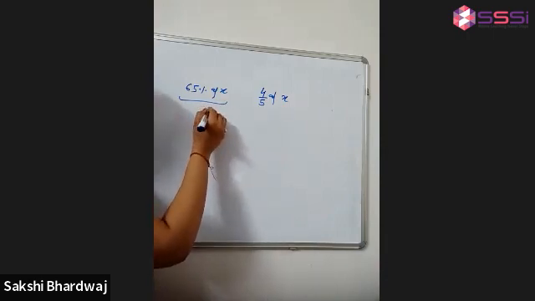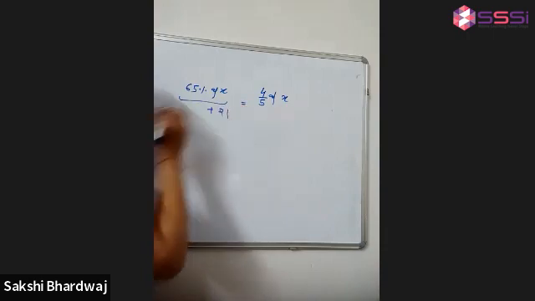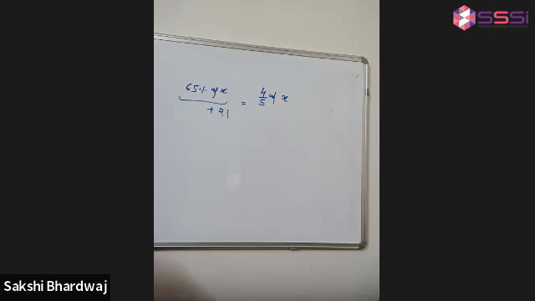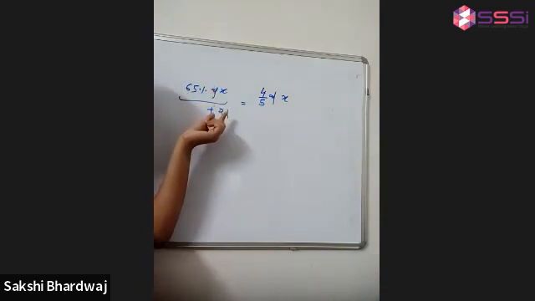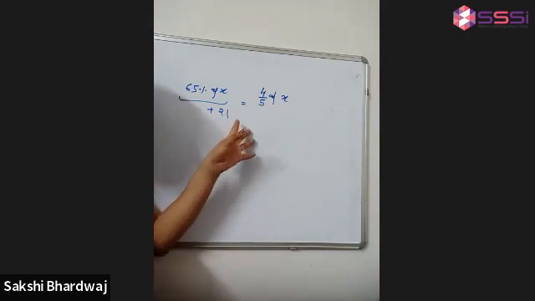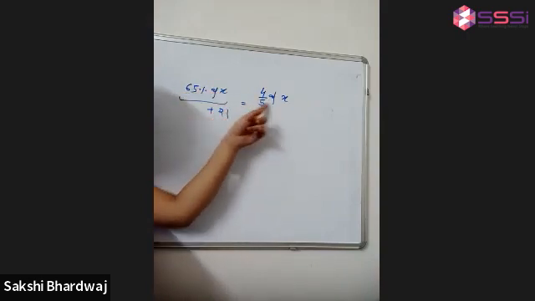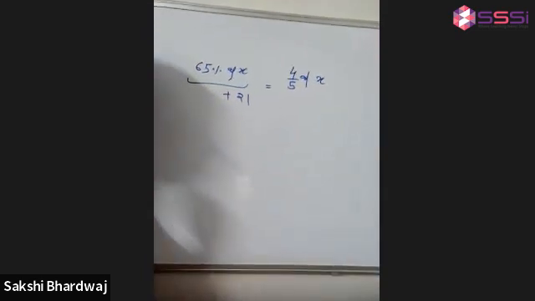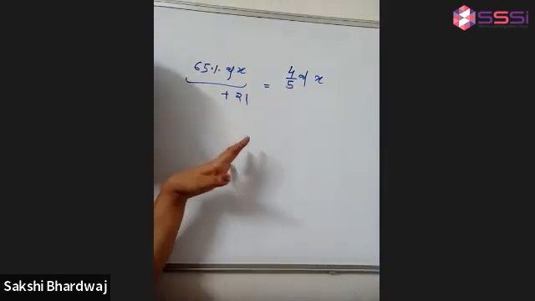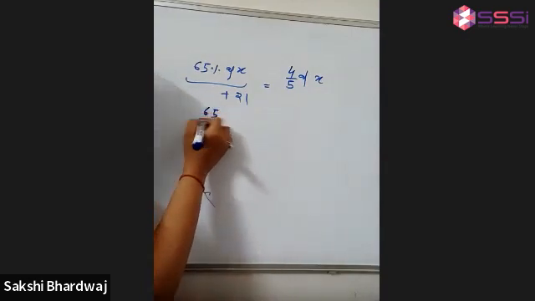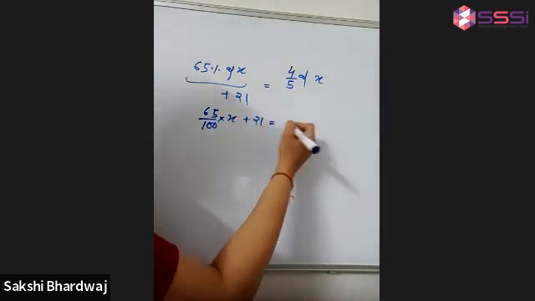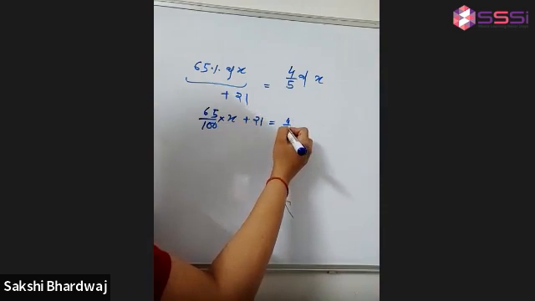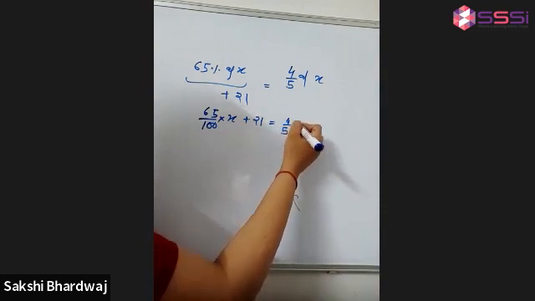If we add 21 to this, they will become equal? Yes. 65% of x is 21 less than 4/5 of x. If we add 21 to this, they will become equal. Clear? So, 65/100 multiplied with x plus 21 equals 4/5 of x.